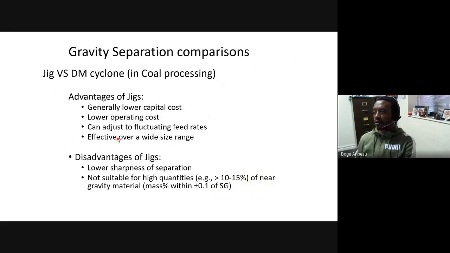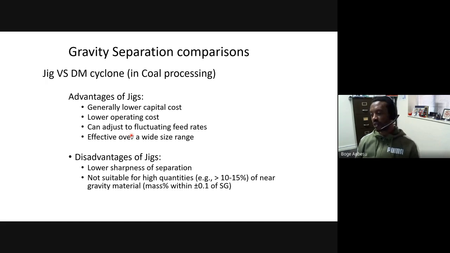Okay, so comparison between, say, a dense media cyclone and jigs, which I talked about last week. For jigs, we use water typically as a media. So jigs are usually lower cost, are not requiring lots of operating reagents and so on. So they tend to be lower cost for processing and operation as well. And they can adjust really well. If your feed varies significantly, they can work really well. They can handle a wide range of particle size. Okay, but they're not sharp.